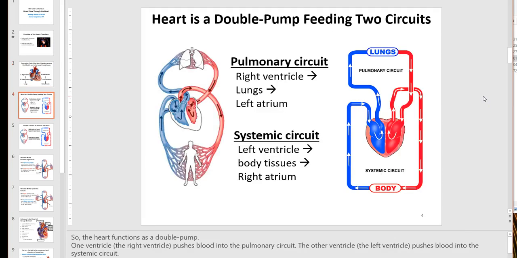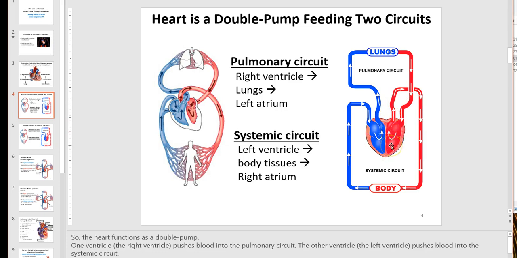So the heart is really a double pump, feeding 2 separate circuits of blood vessels. One circuit we call the pulmonary circuit, the other we call the systemic circuit. The right ventricle, shown here in blue, is going to send blood to the lungs. That's the pulmonary circuit. The systemic circuit is when the left ventricle ejects blood out the aorta to the rest of the body.